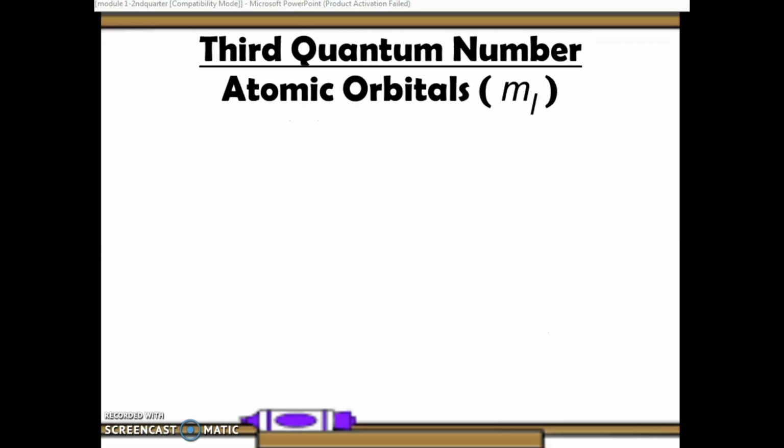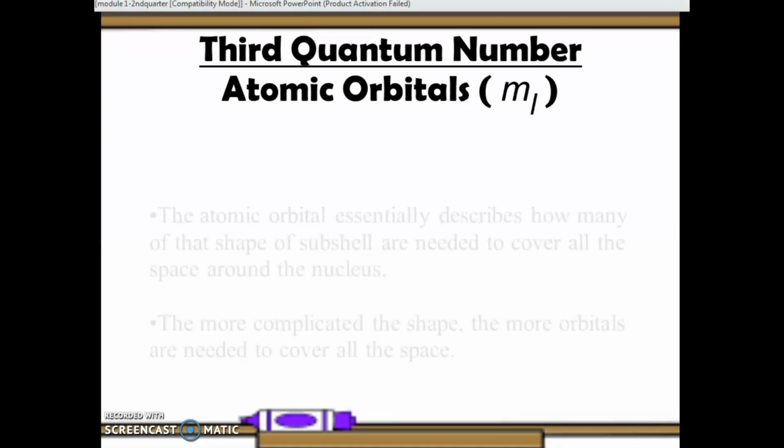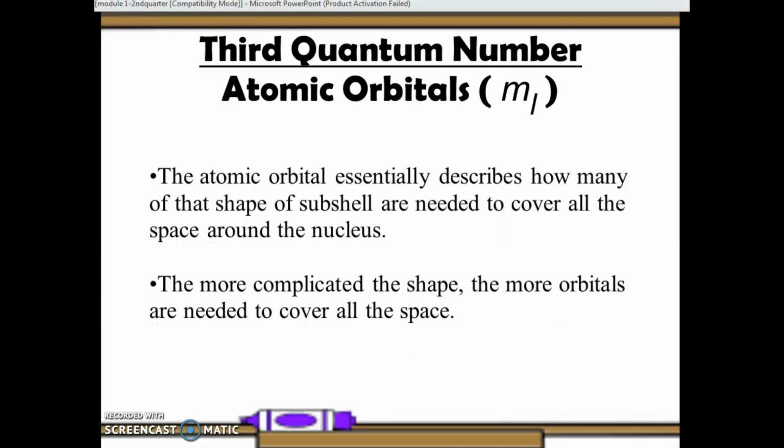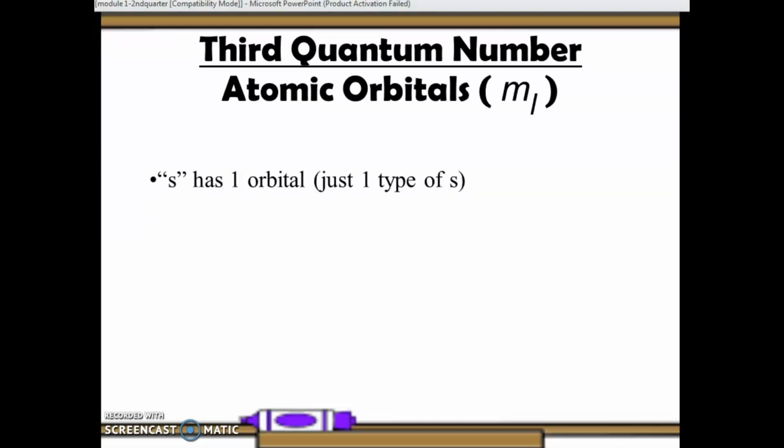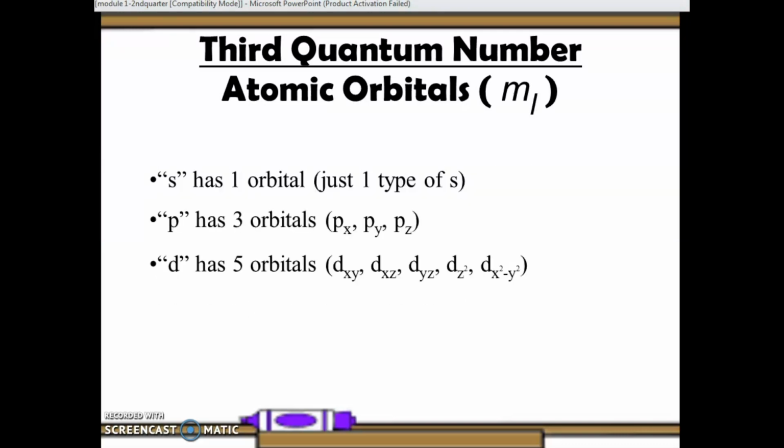The third quantum number is atomic orbitals. The atomic orbitals essentially describe how many of that shape of subshell are needed to cover all the space around the nucleus. The more complicated the shape, the more orbitals are needed to cover all the space. An orbital is the region around the nucleus where the electron is most likely to be found. The atomic orbital serves as the house of the electron. It can accommodate a maximum of 2 electrons. S has 1 orbital, P has 3 orbitals, D has 5 orbitals, and F has 7 orbitals.